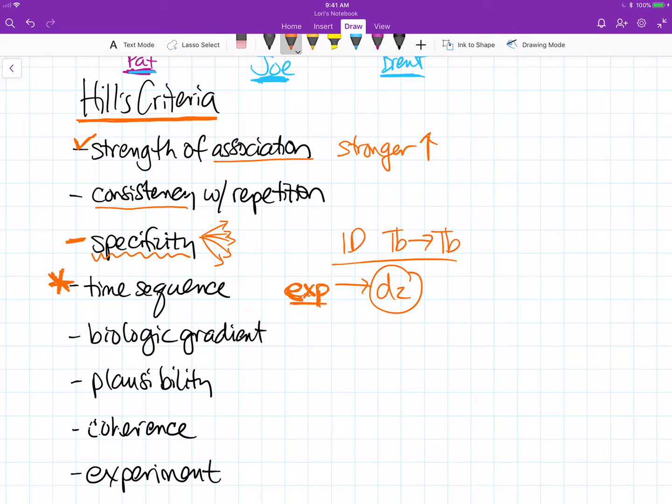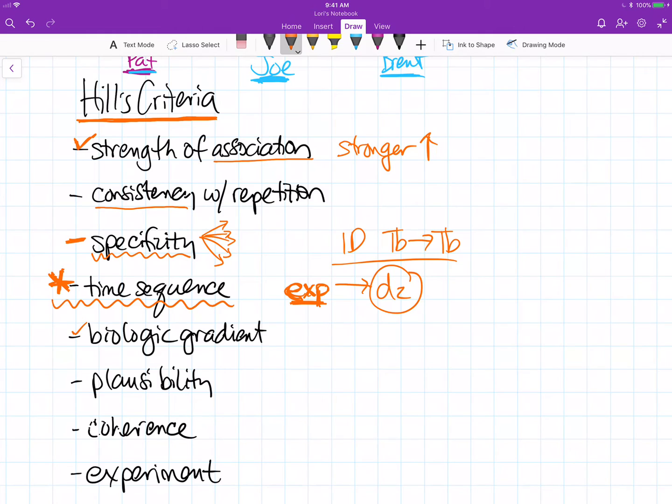So just because being in the emergency department is highly associated with having a heart attack doesn't mean that it caused it. So the exposure to something needs to happen before the disease occurs, and this is the one very supported that would really need to be there pretty consistently.